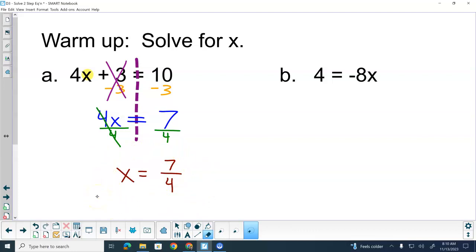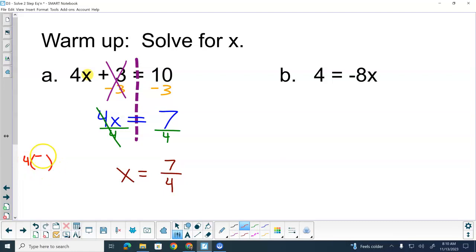Why do we not want mixed numbers? Do we know? What's next? What do we got to do next? We got to check it. Okay? So in order to check it, we got to plug it back in. So if we had it in a mixed number form, it would be harder to plug back in. So we're going to leave it as an improper fraction. And we're going to plug it back in.